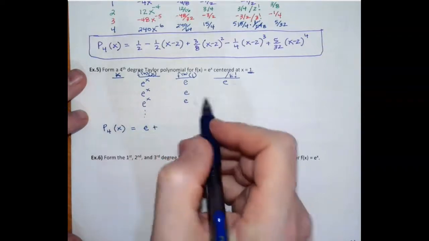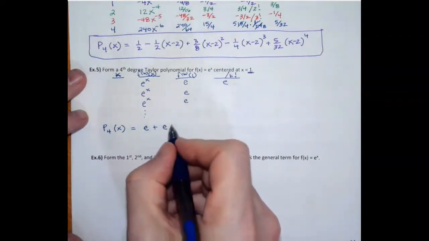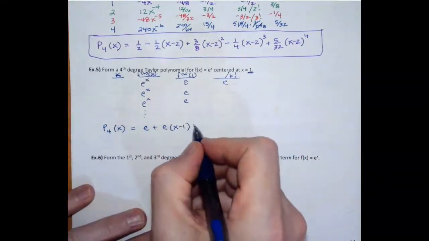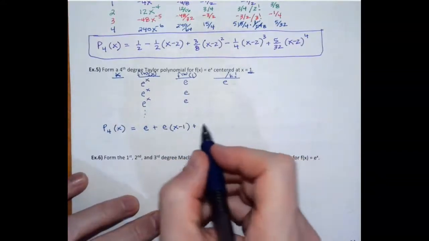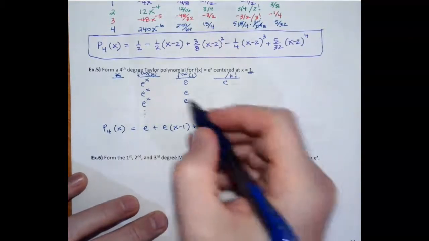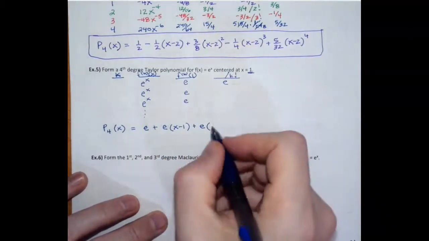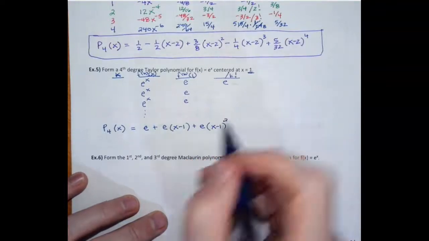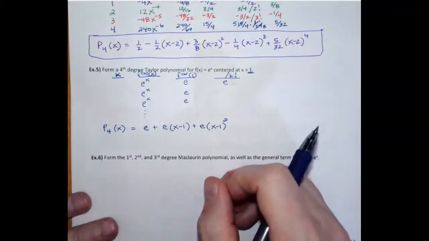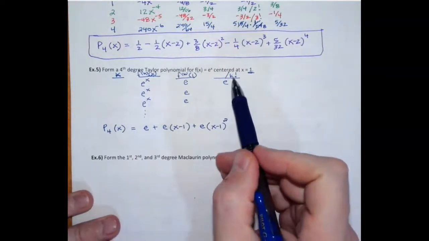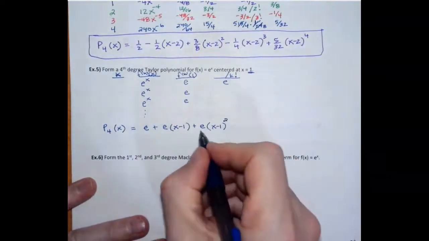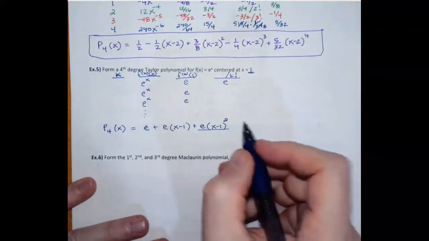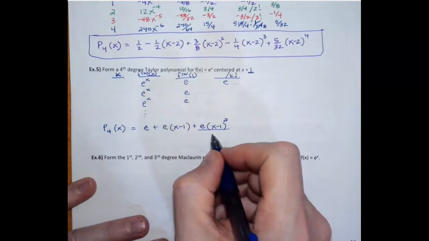Okay, and then the next thing is going to be e also, and that's going to be x minus 1. And then the next thing is going to be e, because they're all going to be e. So that's going to be x minus 1 squared, except that's where we're dividing by k factorial. So we've got to remember to bring in the 2 factorial.